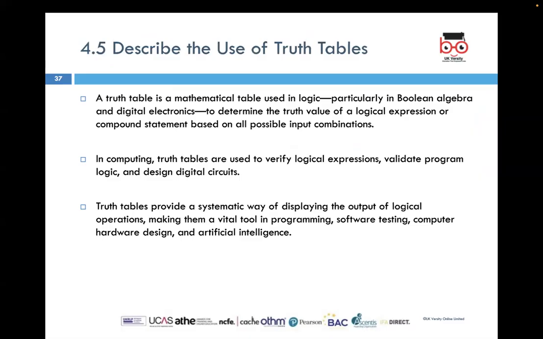Describe the use of truth tables. A truth table is a mathematical table used in logic, particularly in Boolean algebra and digital electronics, to determine the truth value of a logical expression or compound statement based on all possible input combinations. In computing, truth tables are used to verify logical expressions, validate program logic, and design digital circuits. Truth tables provide a systematic way of displaying the output of logical operations, making them a vital tool in programming, software testing, computer hardware design, and artificial intelligence.